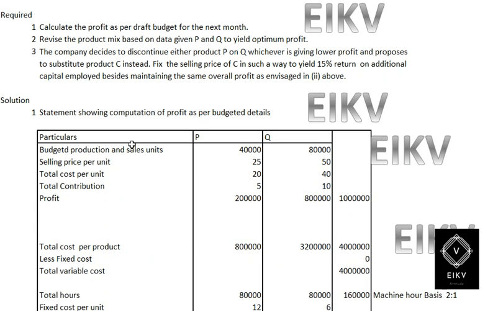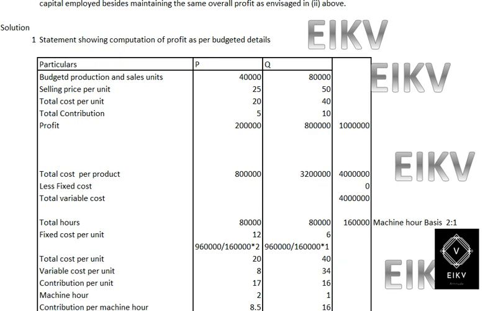So we are making a table containing 4 columns: particulars, P, Q and one total column. Then we take budgeted production as 40,000 and 80,000. Going further, selling price 25 and 50. Total cost is 20 and 40 respectively. Then we have a profit per unit of 5 and 10, and when we multiply this profit with the total production, we get the total profit as 2 lakh and 8 lakh. So the total profit for the month will be 10 lakh.